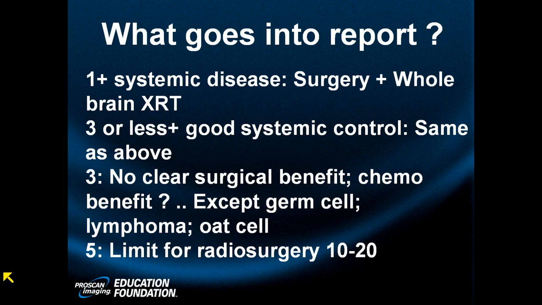You can say that the lesion is disseminated. That's your way of saying there's no clear surgical benefit. You can imply that there may be radiation benefit. How might you do that? You favor angiocentric lymphoma. You favor primary lymphoma of the brain. You might favor oat cell carcinoma because you know the patient has oat cell carcinoma, and it responds very avidly to certain chemotherapeutic agents.